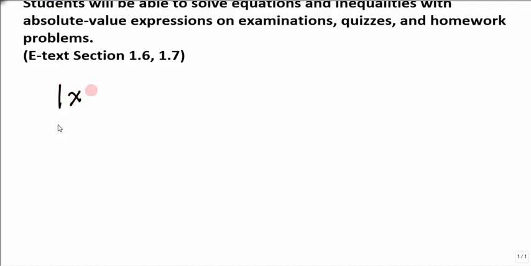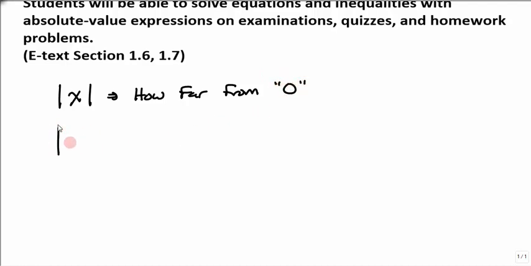So to get started, when we're talking about the absolute value of x, this basically means how far is this from 0. It doesn't talk about direction. It doesn't talk about whether it's above 0 to the right or below 0 to the left. It just means how far from 0.